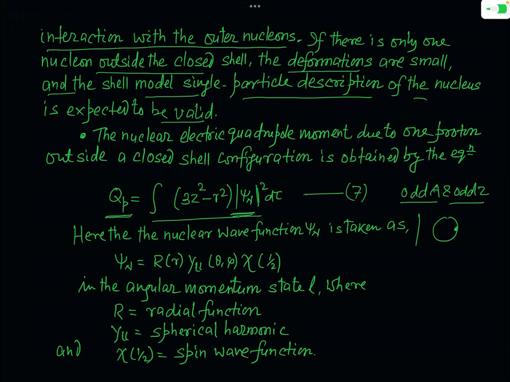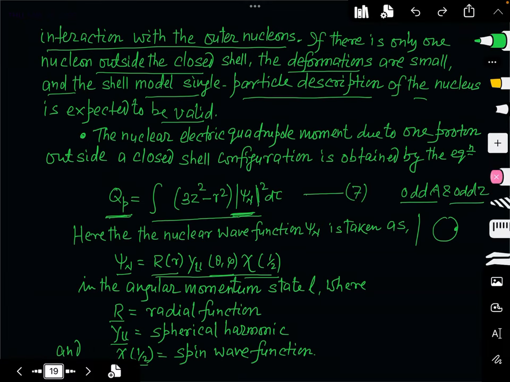You can see here, if you want to solve this integral, first of all we have to express this nuclear wave function as a product of three functions. This ψ_n will be written as R(r), Y_lm(θ, φ), and χ_1/2. Here this function R is the radial wave function, or simply the radial function. This Y_lm is a spherical harmonic, and you know this χ_1/2 is actually the spin wave function for the half spin particle. So for actual evaluation of Q_P, ψ_n in this equation 7 is replaced by this expression, and then the integral is carried out. I have not actually shown all those calculations, but you can see here what the final result is after doing that integration.